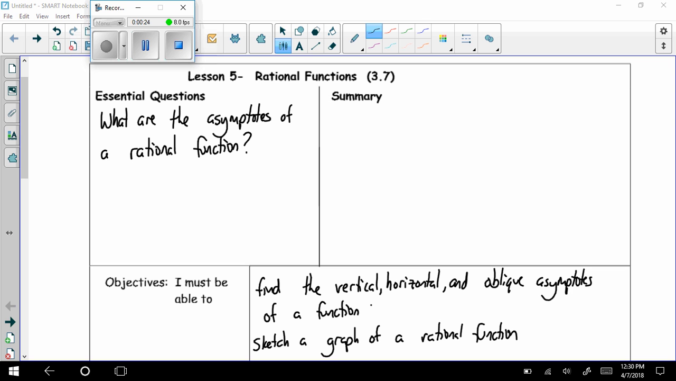The objectives are centered around that question, and that's finding the vertical, horizontal, and oblique asymptotes of a function. And of course, I want you to be able to sketch a graph, though this would not be a topic that I would want you to do calculatorless, because sometimes that calculator does help with the tiny little differences that we have. I do want to point out that sometimes I will slip up and say both of these: I will say oblique asymptote and I will also say slant asymptote.